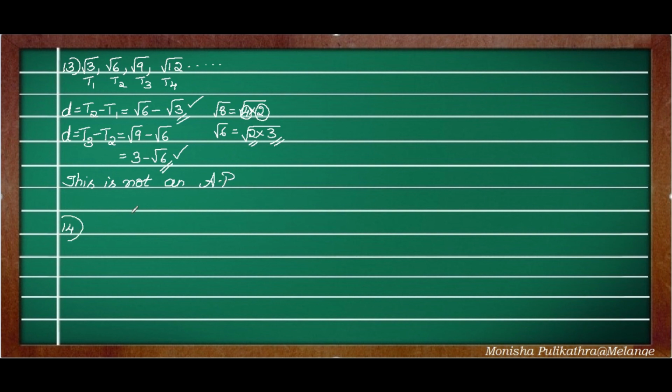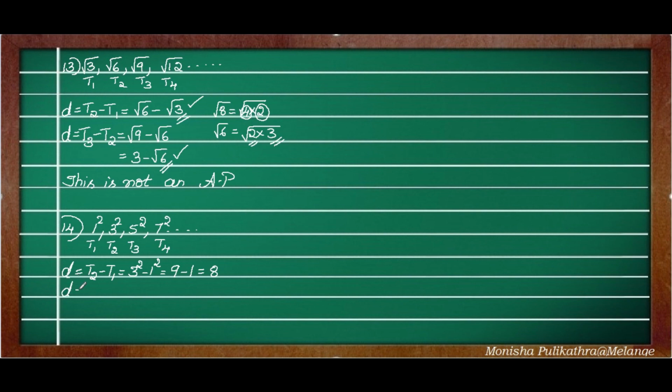Okay, let's move on to the 14th one. The 14th problem is 1 square, 3 square, 5 square and 7 square. So this is T1, T2, T3 and T4. First find out the common difference. So D is equal to T2 minus T1. T2 is 3 square minus T1 is 1 square. What is 3 square? 3 3s are 9, minus 1 square is 1. So 9 minus 1 is 8.